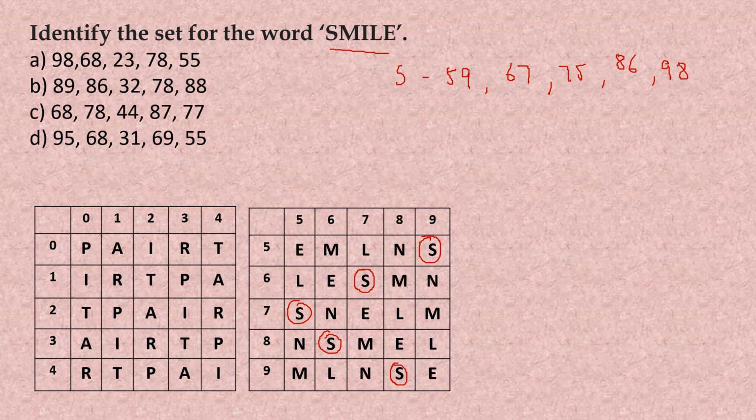Now let us check here. 98 is present. 89 is not there, so this gets ruled out. Option B is ruled out. 68 is also not there, so option C is also ruled out. And 95 is also not there, so option D is also ruled out. We are left with just one option, that is option A.